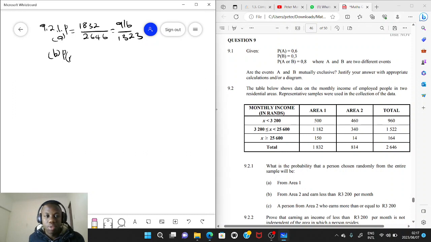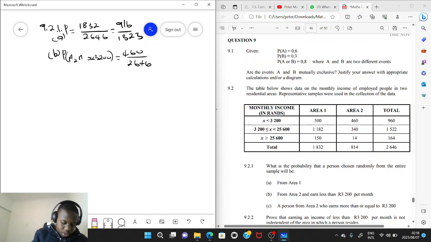So here I'm looking for someone from area 2 who earns x less than 3.2, which is 460 all over 2646, right? So what is 460 all over 2646? That's 230 all over 1323. Right?